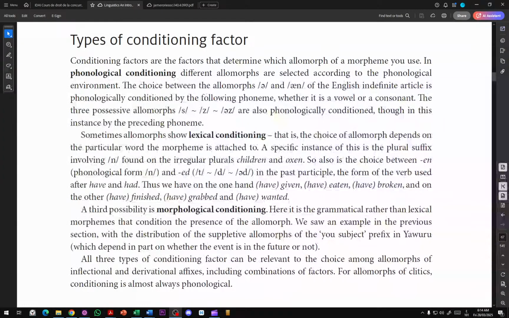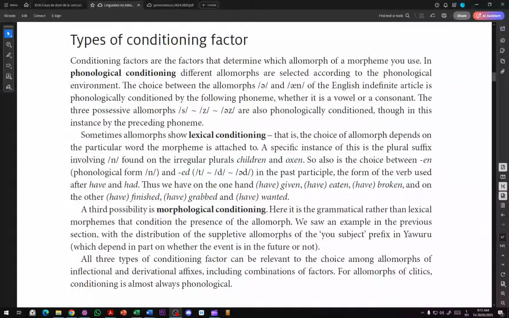Conditioning factors are the factors that determine which allomorph of a morpheme you use. Isn't it phonological? Ease of pronunciation.